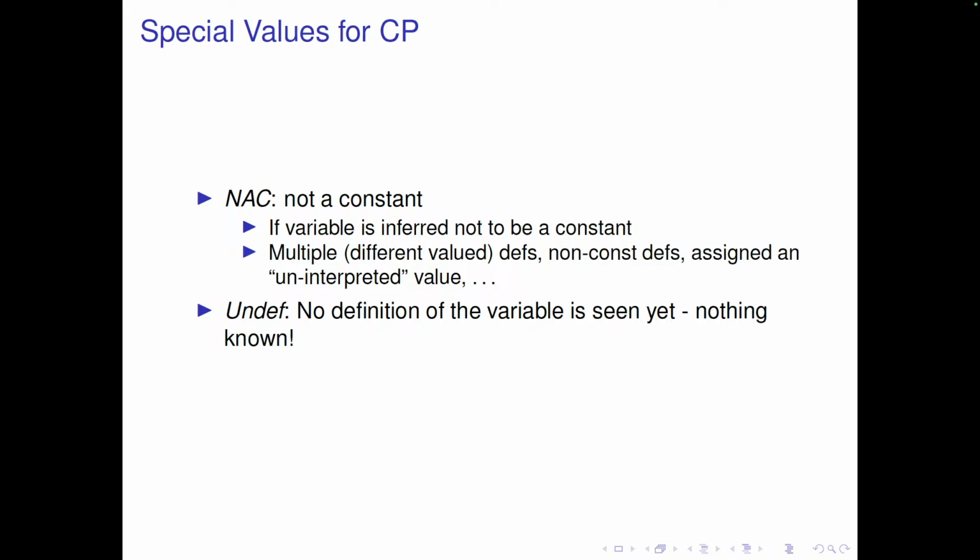Not a constant is where you have confidence to say that the value is not going to be a constant, or it could be some very complex function, which is again not interpretable for your analysis. The analysis can ignore it. It can be a library function. You don't know what it is going to produce, right?